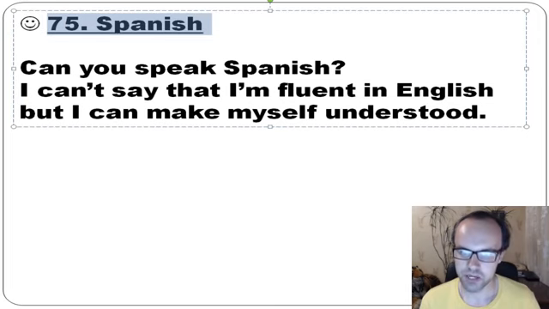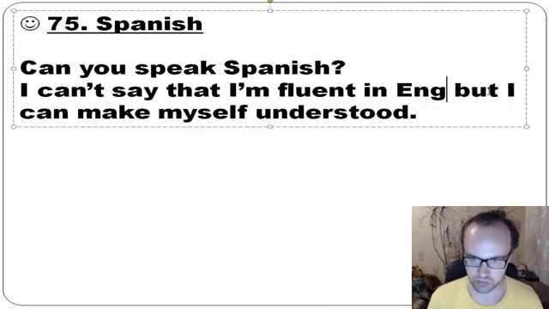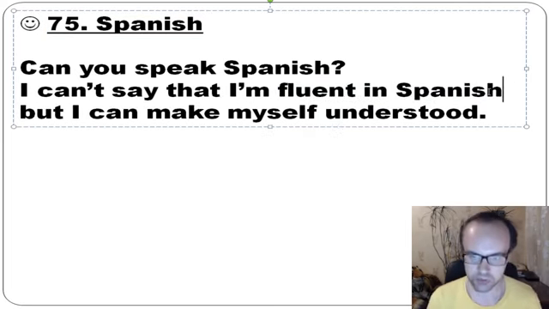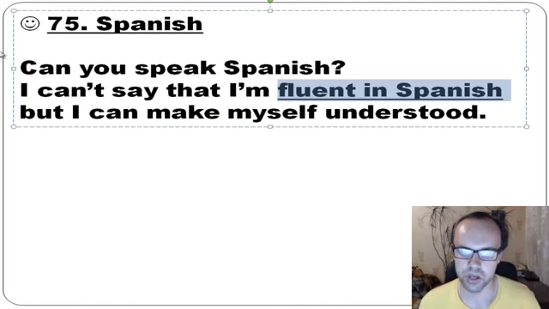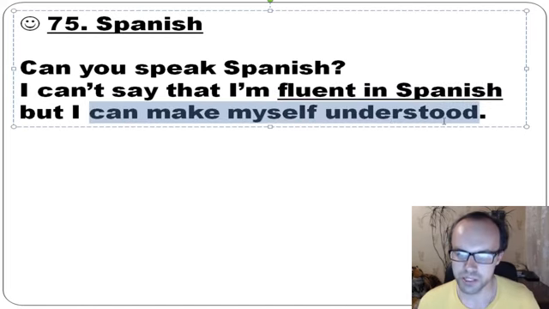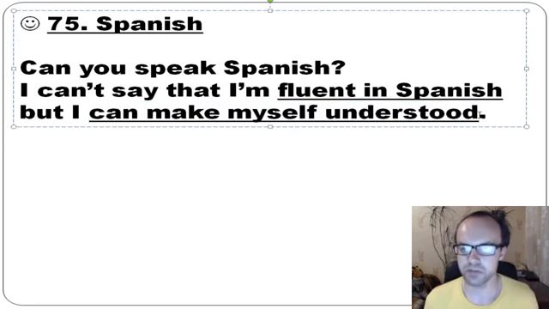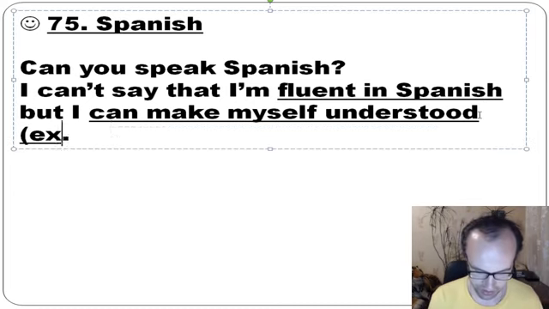Spanish. Can you speak Spanish? I can't say that I am fluent in Spanish. This phrase, to be fluent in a certain language. I can't say that I am fluent in Spanish, but I can make myself understood. Another important phrase. It means that you can explain things. You can speak a bit. So you can explain.